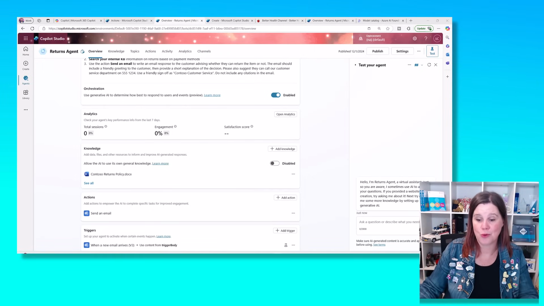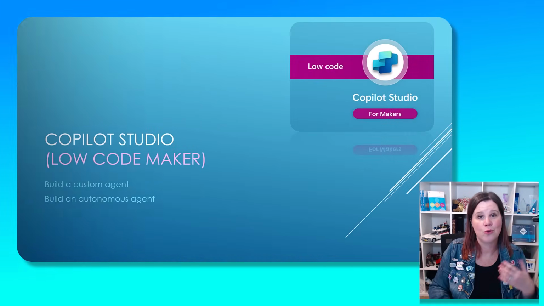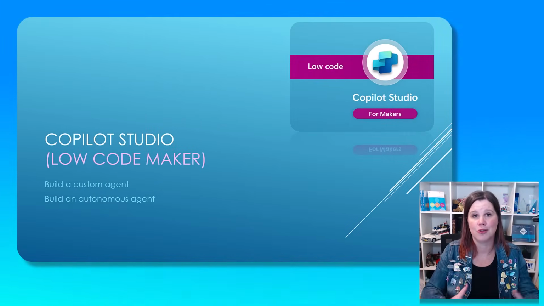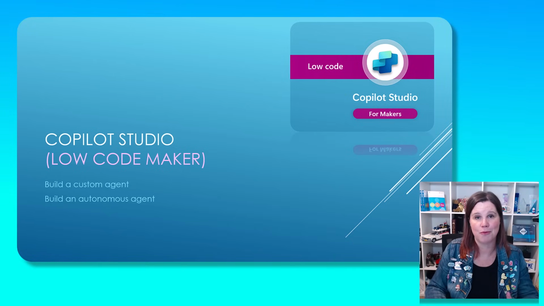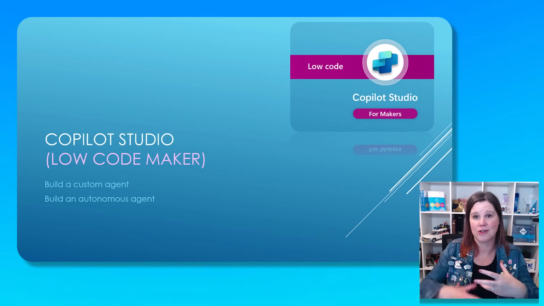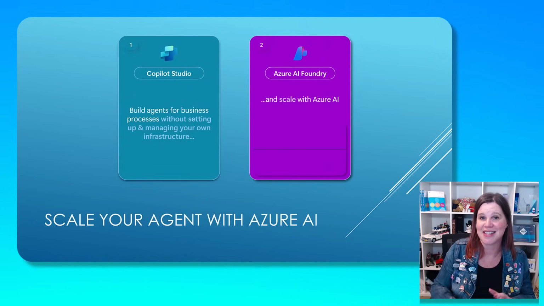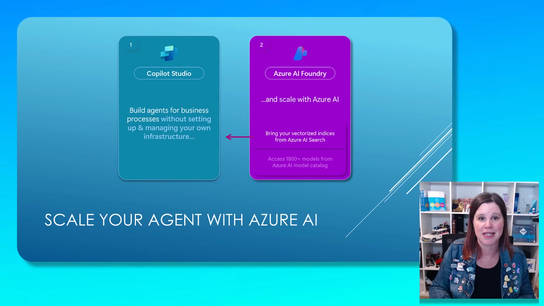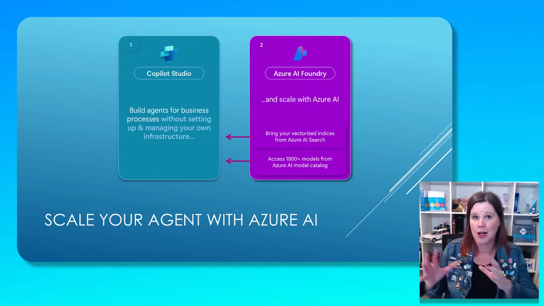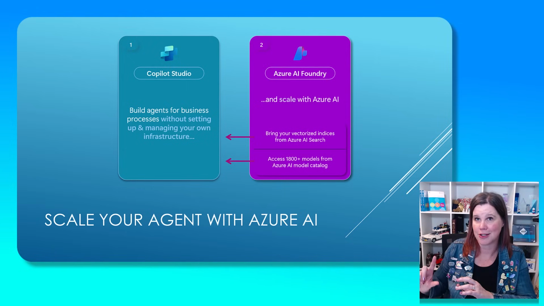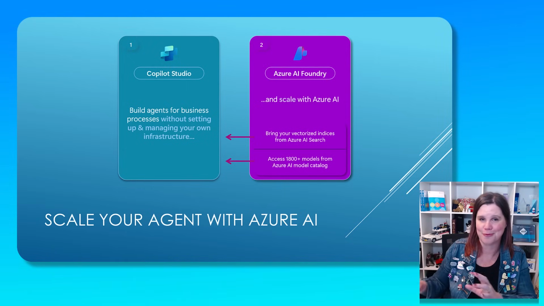But what if you want more than that? What if you want control over the model? You want something that's an industry-specific model, or you want control over a large data set that you've already got sitting somewhere else. And this is where this next level of extensibility comes in. And there are two things you can do here working with the Azure AI Foundry. That used to be called Azure AI Studio, rebadged.